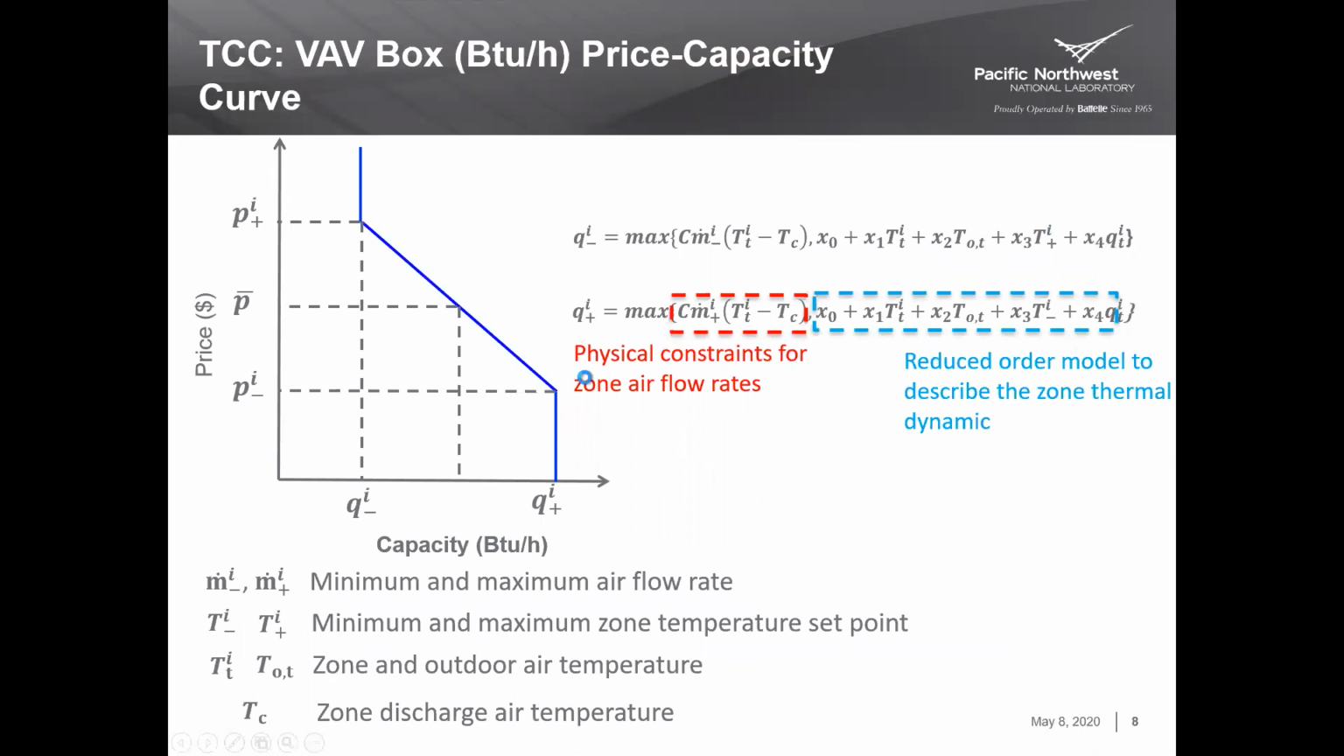So here is the reduced order model that's used for the VAV. As you can see, this is based on the minimum and maximum zone airflow rates, temperature set points, zone and outdoor air temperature, and zone discharge air temperature. Each one of the VAV agents, and what's kind of unique about this application is that it's very distributed. Each device is represented on the platform by one agent that's bidding in that price capacity curve and then modifying their control to try to elicit or consume the cleared quantity.